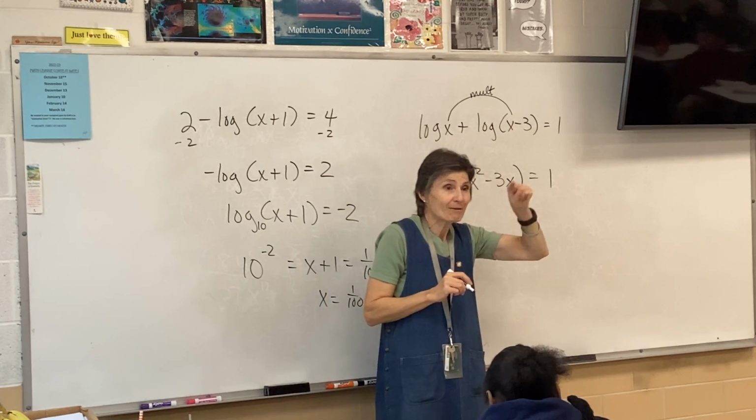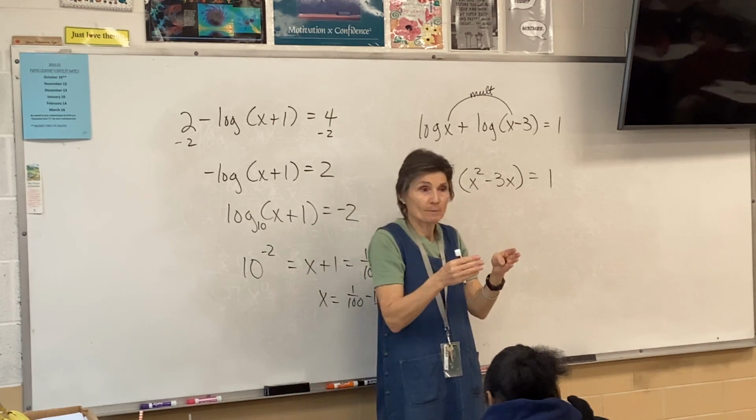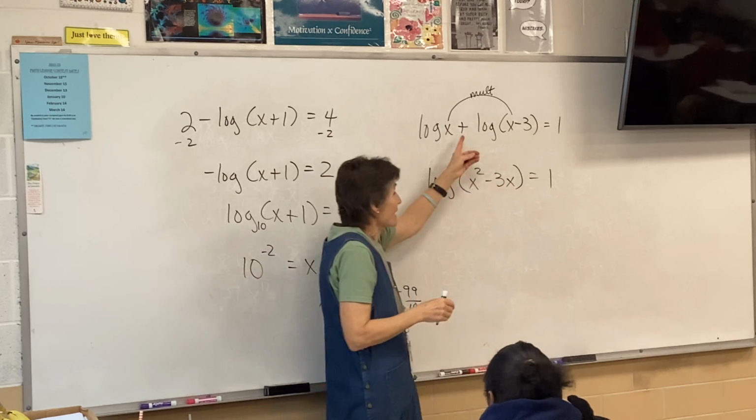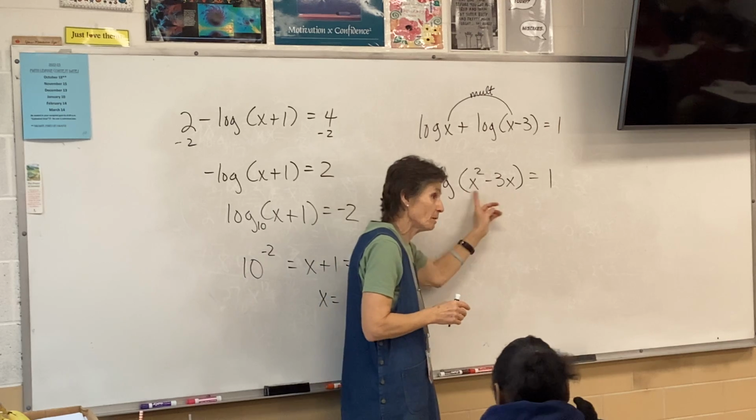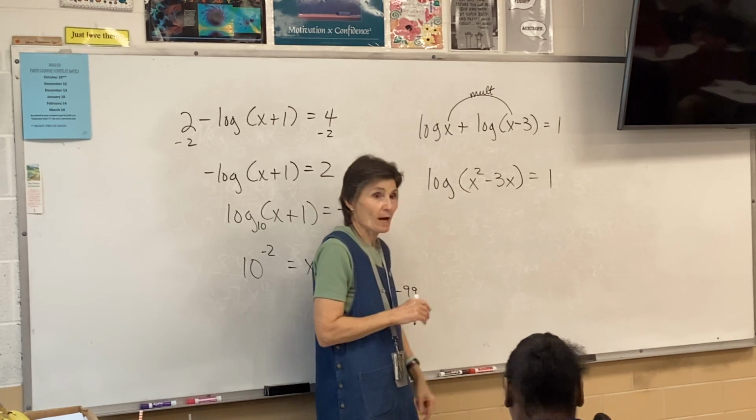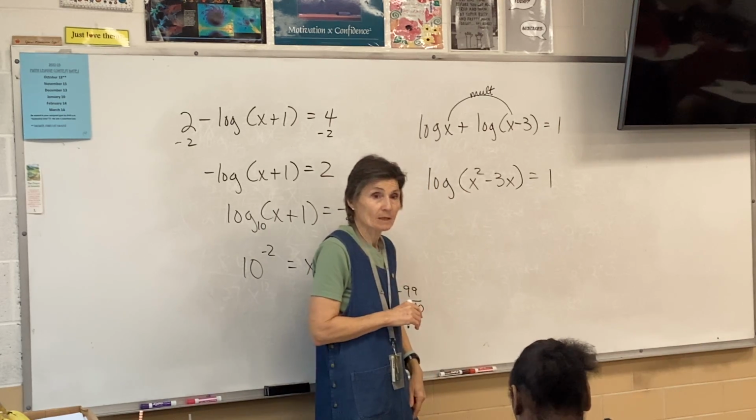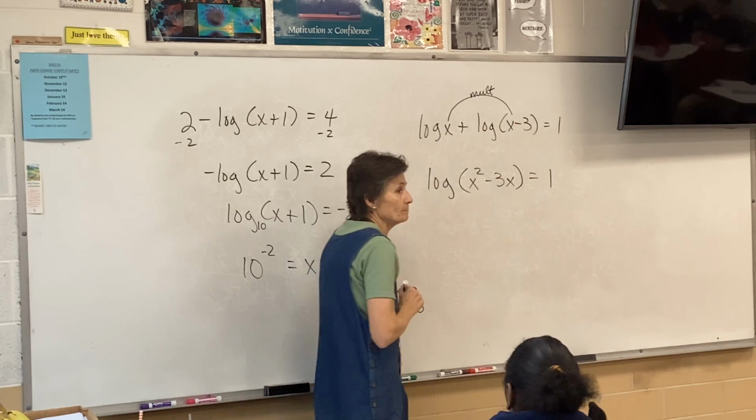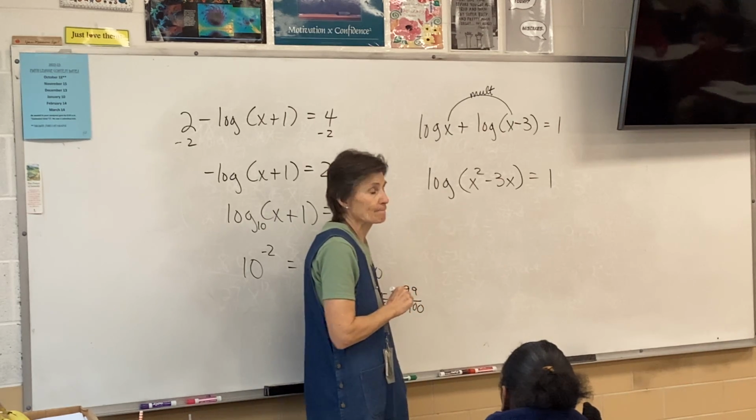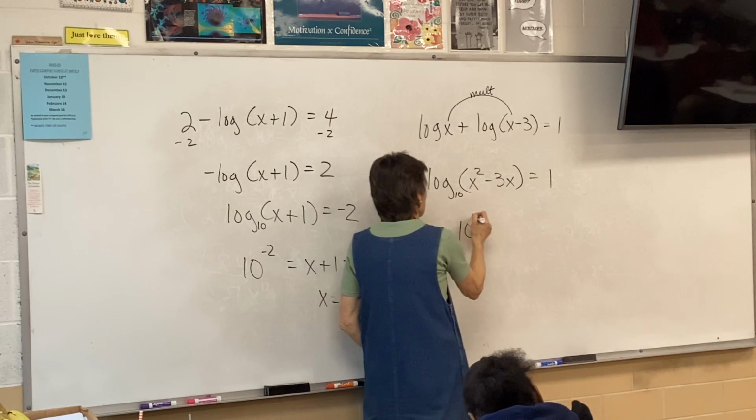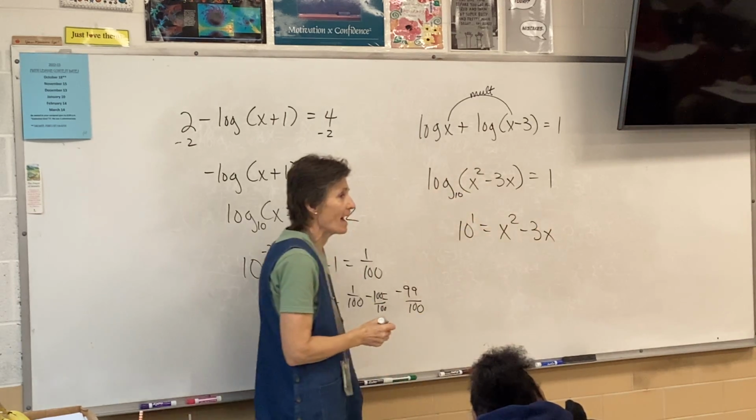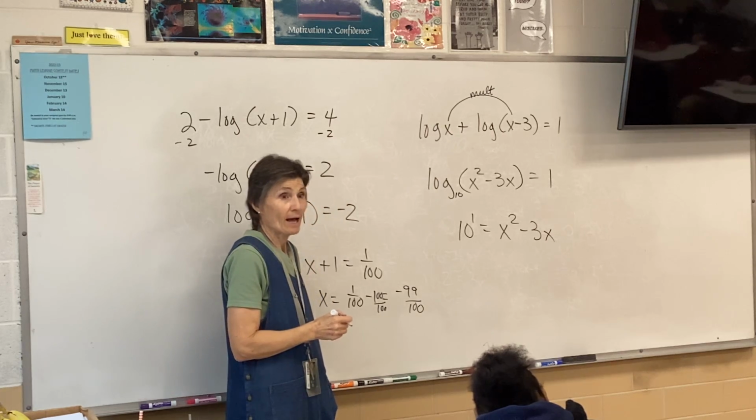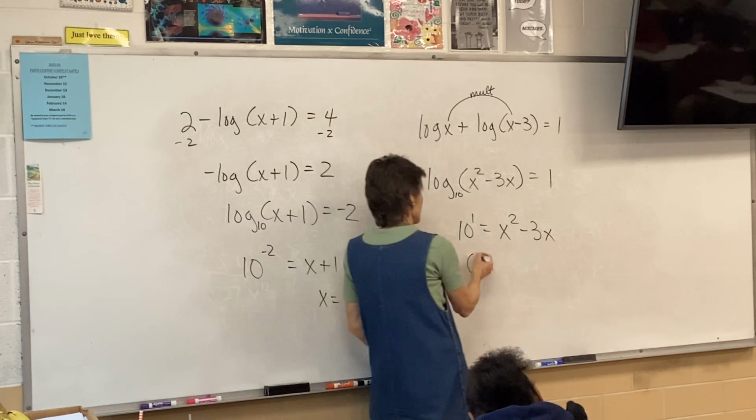You can't have 2. You have to put them together. They're either going to be added or subtracted. If they're added, put them together by multiplying. If they're subtracted, put them together by dividing. Okay. Now what? 10 to the first equals x squared minus 3x. Ooh, what kind of an equation is that? That's quadratic, so I'm going to get it set equal to 0.